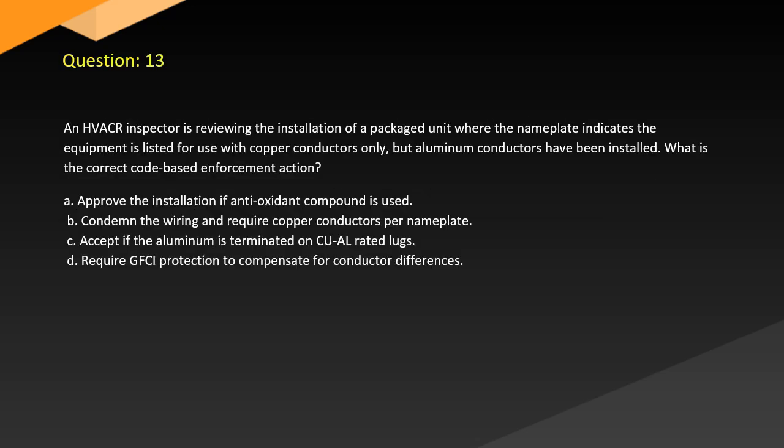Question 13. An HVACR inspector is reviewing the installation of a packaged unit where the nameplate indicates the equipment is listed for use with copper conductors only, but aluminum conductors have been installed. What is the correct code-based enforcement action? A. Approve the installation if antioxidant compound is used. B. Condemn the wiring and require copper conductors per nameplate. C. Accept if the aluminum is terminated on CU/AL lugs. D. Require GFCI protection to compensate for conductor differences.